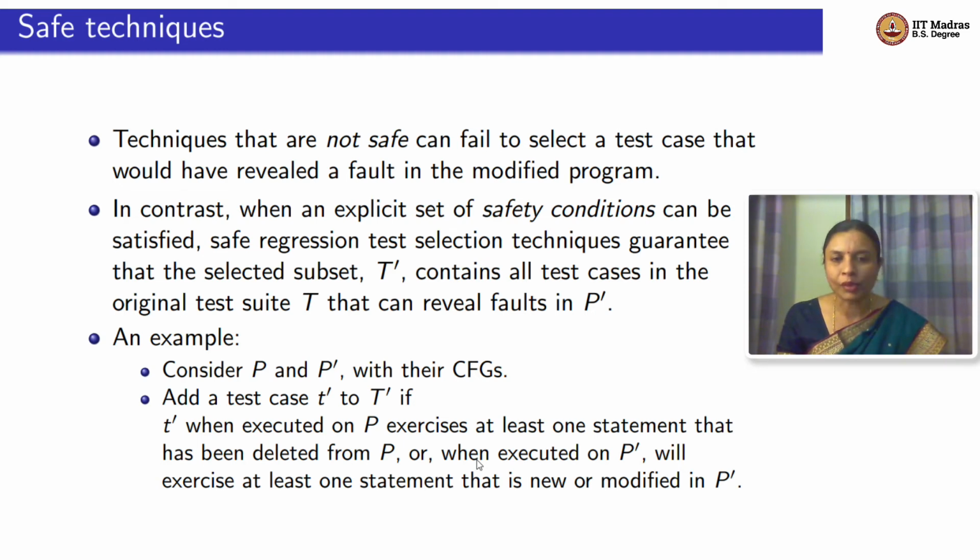You take P and you take P prime and take the control flow graph of P and P prime. Even though we said it's predominantly a black box technique, sometimes we can use the CFGs. We can add a test case t to the suite T prime for P prime if t, when executed on P, exercises at least one statement that has been deleted from P, or when executed on P prime will exercise at least one statement that is new to P prime. So this is one way of being safe generically without adhering to an explicit safety requirement.